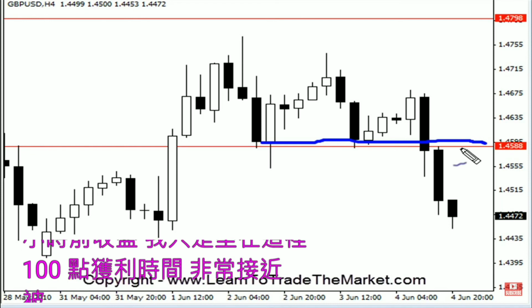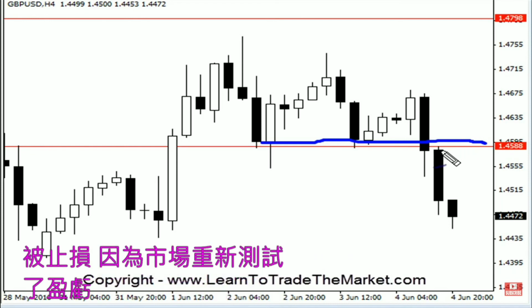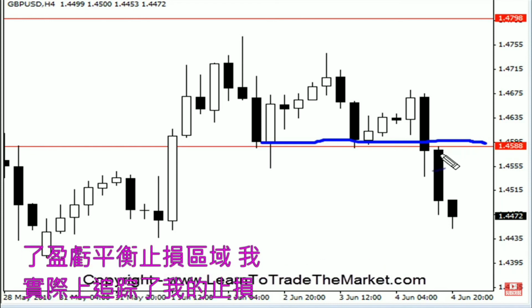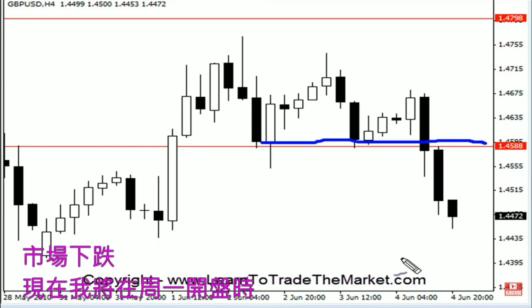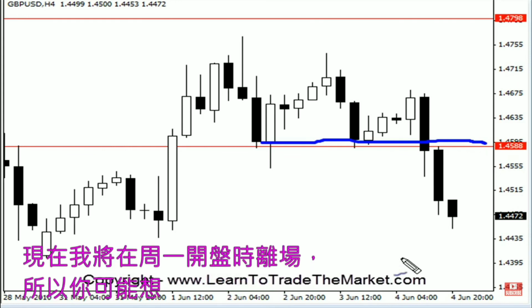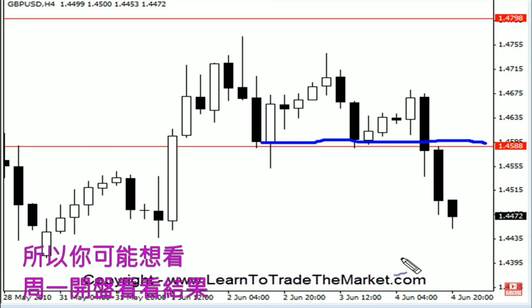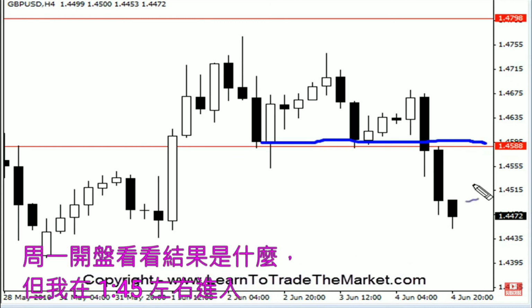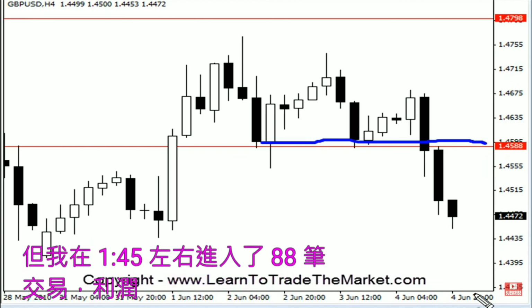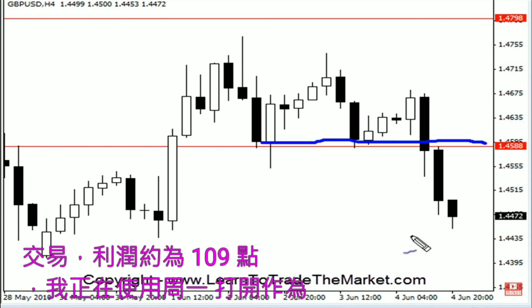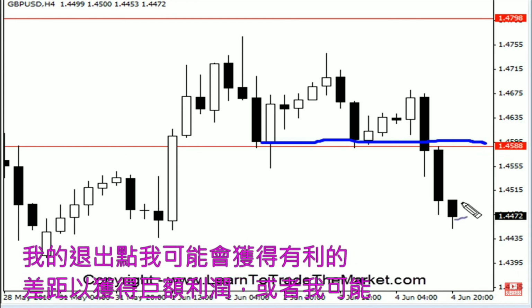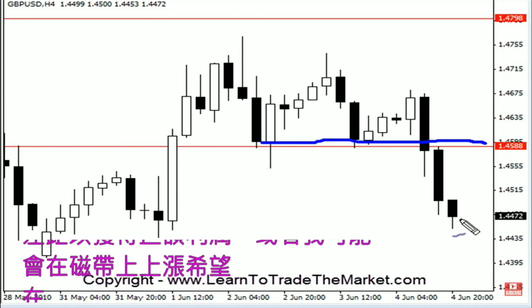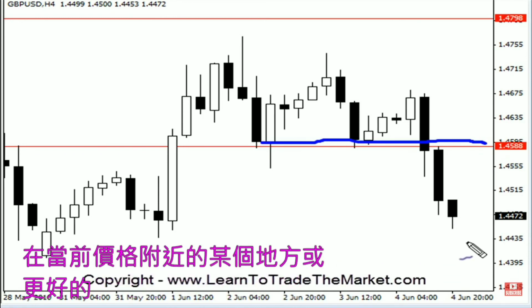Came very close to being stopped out as the market retested that break-even stop area. I'd actually trailed my stop down. Came very close to being stopped out, and then the market fell away into the close. Now I'm going to be exiting on the Monday open, so you might want to watch that Monday open to see what the result is. I entered around 145.88, trade sitting around 109 points in profit, and I'll be using the Monday open as my exit point. I might get a favourable gap down for a larger profit, or I might get an unfavourable move up. Hopefully somewhere around the current price or better for a nice exit of over 100 points.